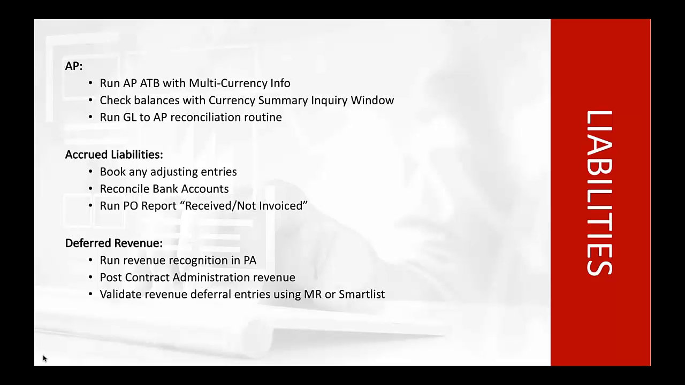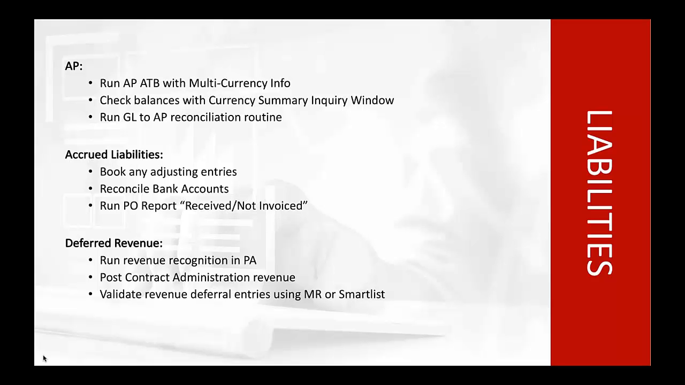And in the accrued liabilities, you want to run the PO report that shows you received but not invoiced. And this will make sure that any POs that you've received but have not been invoiced, those are natively going to be accrued liabilities, and you can run a report to tell you the breakdown of that balance.